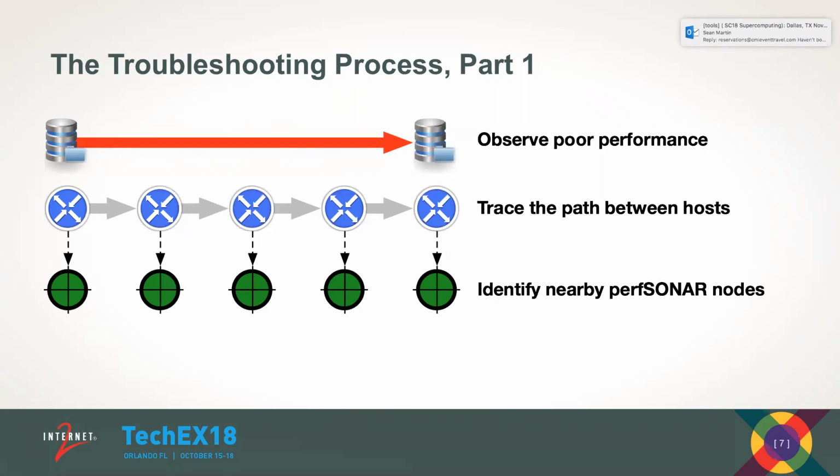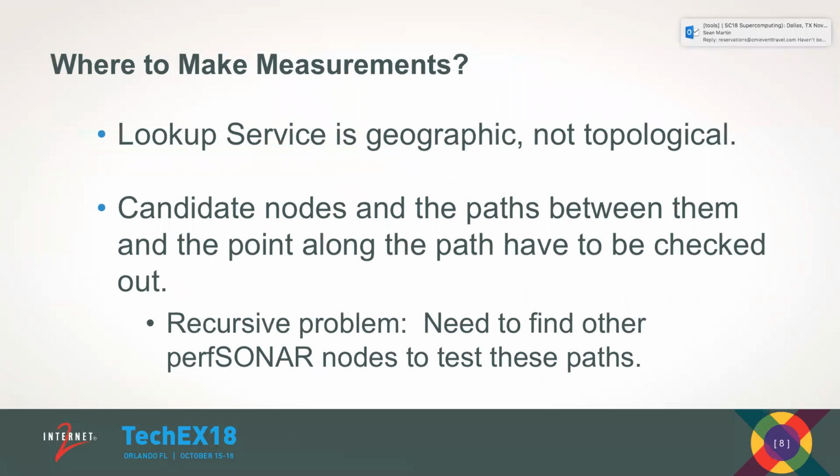Now, that third part is actually usually a little difficult, because the question is, where do you go make these measurements? perfSONAR operates a lookup service. It's got a lot of really useful data in it, but its big Achilles heel is that it's geographic and not topological. So what that means is if you're looking at a node that's physically up the street from you, it could be 5 or 6 hops away, and it might not necessarily give you good information.